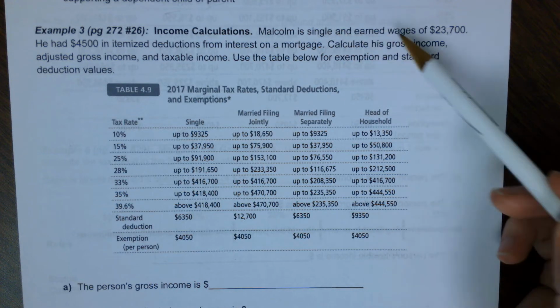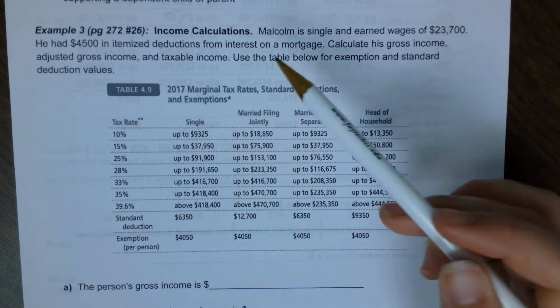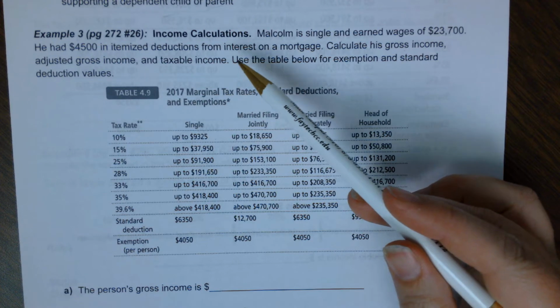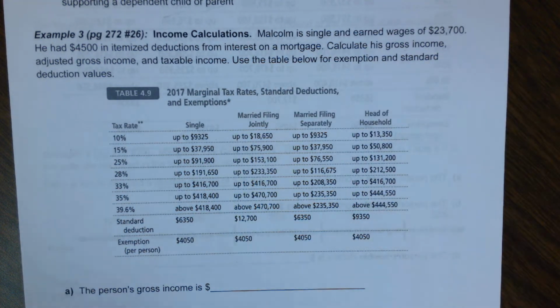So let's say Malcolm is single and earned wages of $23,700. He had $4,500 in itemized deductions from interest on the mortgage. Calculate his gross income, adjusted gross income, taxable income. Use the table below for exemption and standard deduction values.